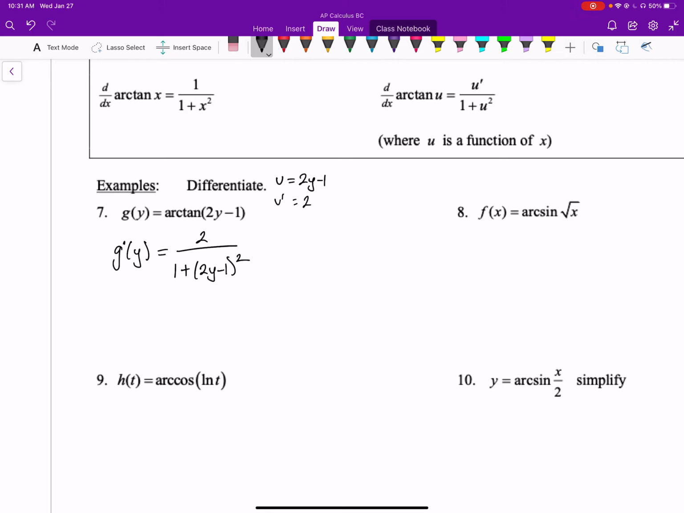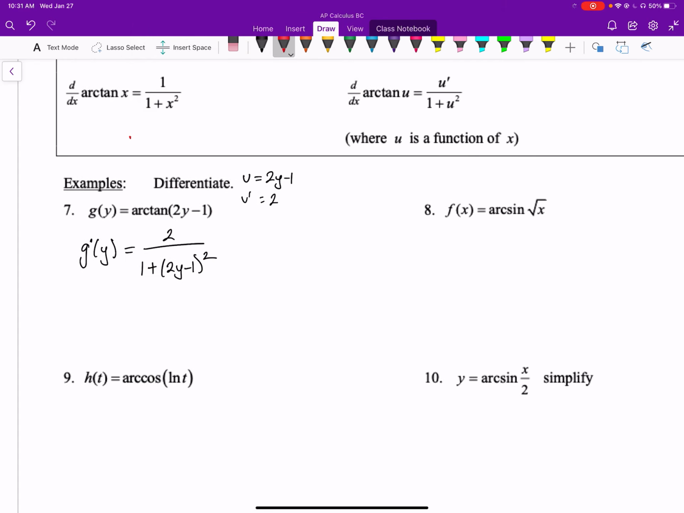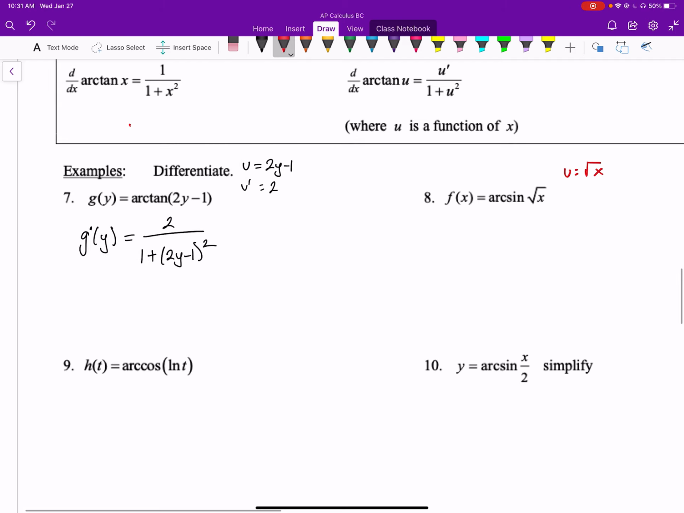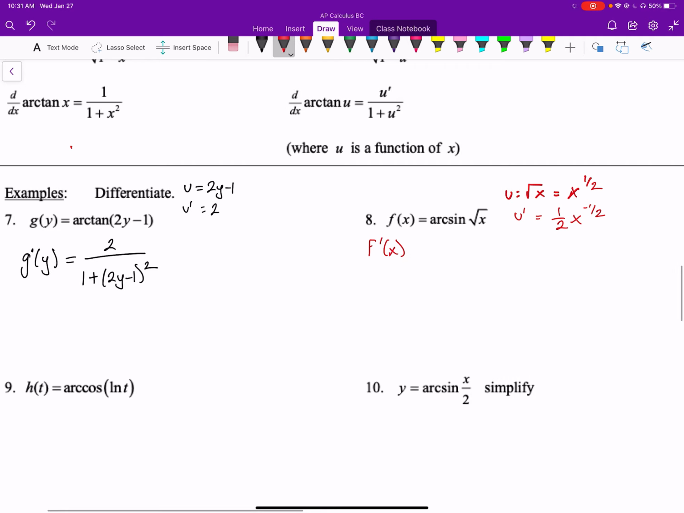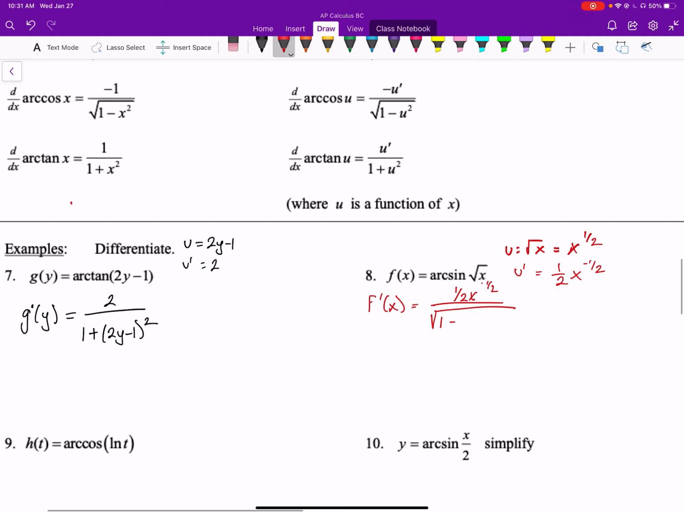Okay. For example 8, I've got arc sine of the square root of x. So my u is that square root of x, or x to the 1/2. So my u prime is going to be 1/2 x to the -1/2. So we take our derivative: f prime of x equals my u prime, so 1/2 x to the -1/2, all over the square root of 1 minus our u, so x to the 1/2, squared.